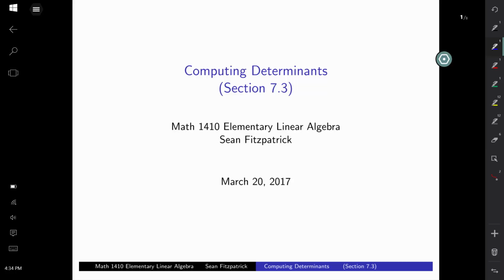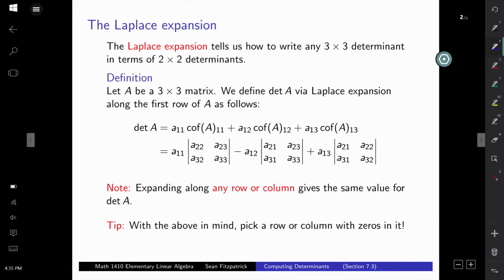Alright, so in this next video we're going to put together the materials from the last video, where we learned how to compute minors and cofactors. We're going to see how to assemble those cofactors together to give us the determinant of a 3 by 3 or higher matrix. We'll start with 3 by 3 and we'll work our way up, right?